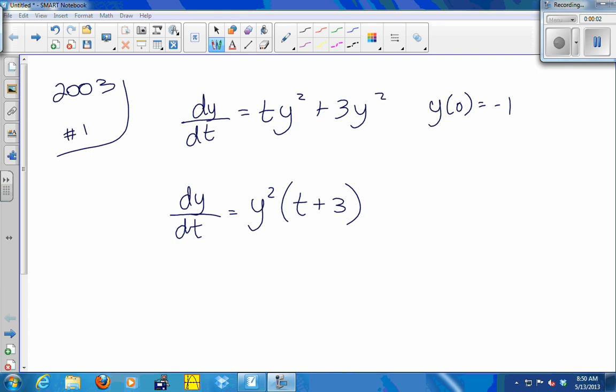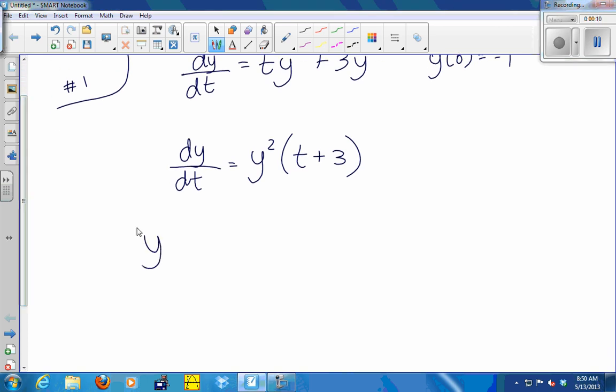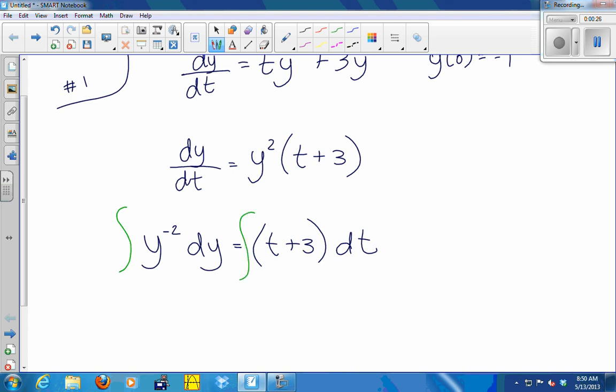Okay, so then I can move all my y's to one side and my t's to the other, including the dy and the dt. So this is going to be y to the negative 2 dy equals t plus 3 dt. So I just divided both sides by y squared, multiplied both sides by dt. Then we integrate both sides.